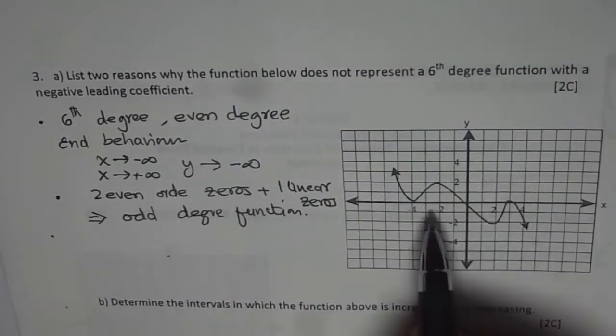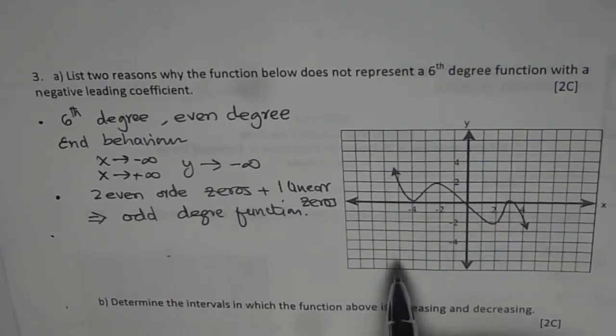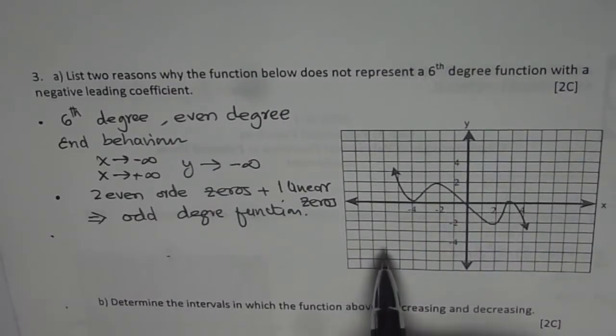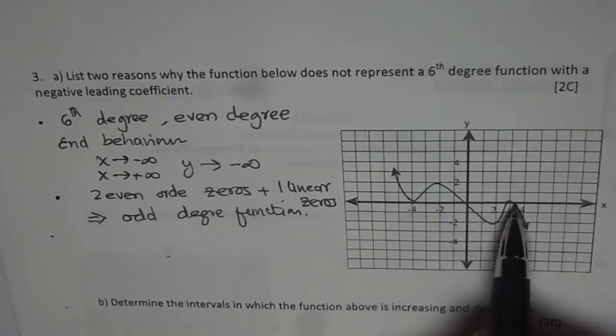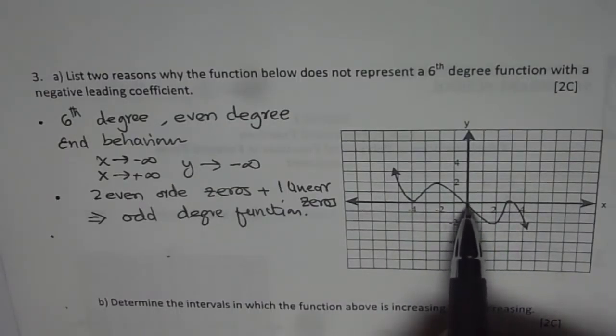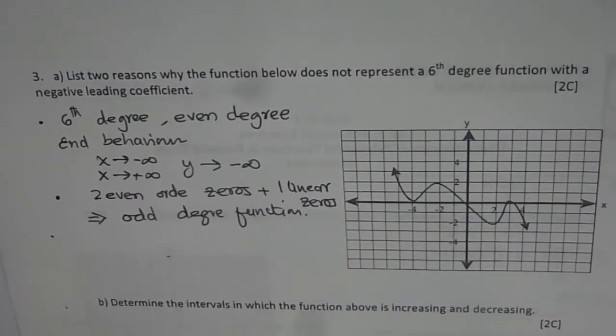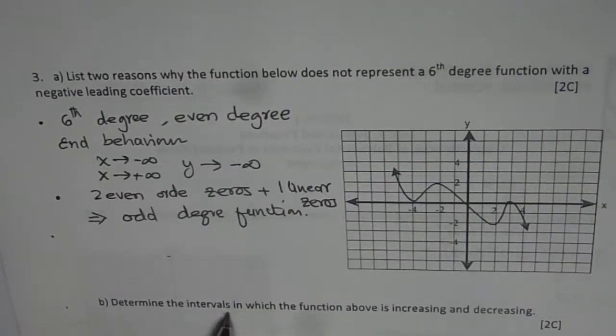Whenever you add them up, you'll get an odd degree since one of them is odd, right? Even if this is of degree 4, then it would be 4 plus 2 plus 1, another odd degree, right? So these two are good reasons to give that this cannot be a sixth degree function, correct? Now part B is, determine the interval in which the function above is increasing and decreasing, right?